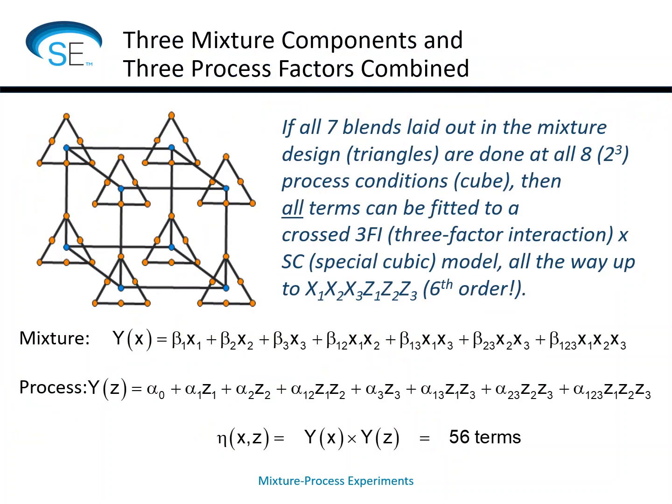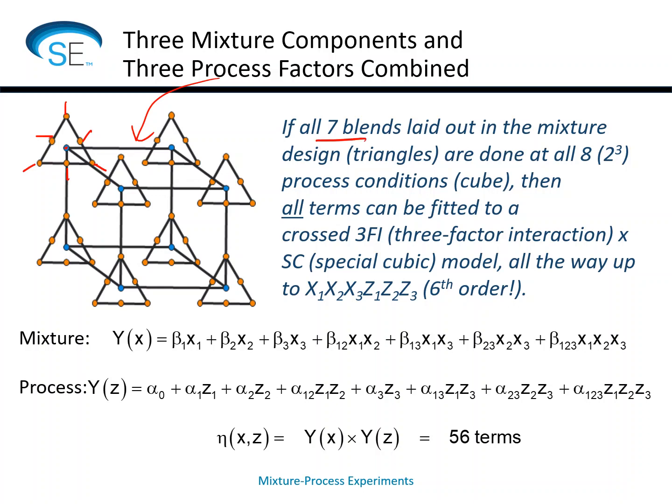So now let's put this all together in one diagram, which has the cube with the triangles at the corners. And the cube, of course, is the process with the 2 to the 3 cube. Then at each corner, we've got triangles representing our mixture side of the experiment. And the way this is set up is we've got at the corners the pure amounts of each of 3 ingredients. At the edges, we've got binary blends. And in the middle, we have the overall centroid. And this is called a simplex centroid mixture design.